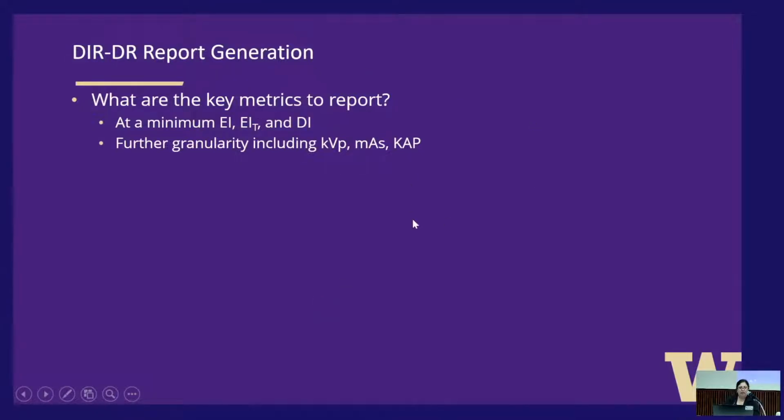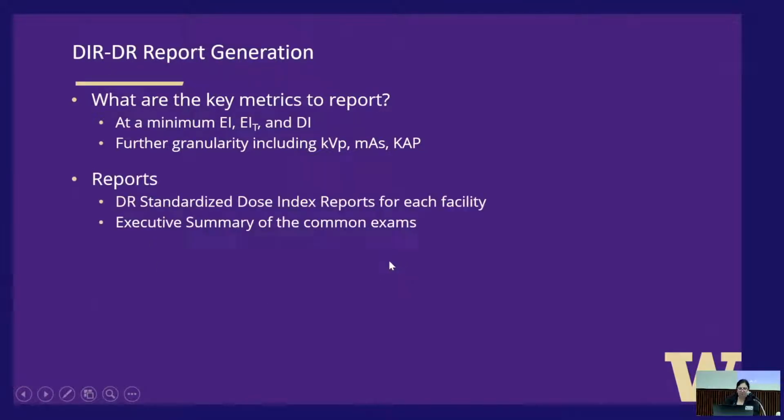What are the key metrics we want to report? Do we want to report exposure index, and I don't remember what EIT was. Target, yes. EI target and deviation index. And then further granularity, do we want to include the technique, kV, mAs, the Kerma area product, things like that.